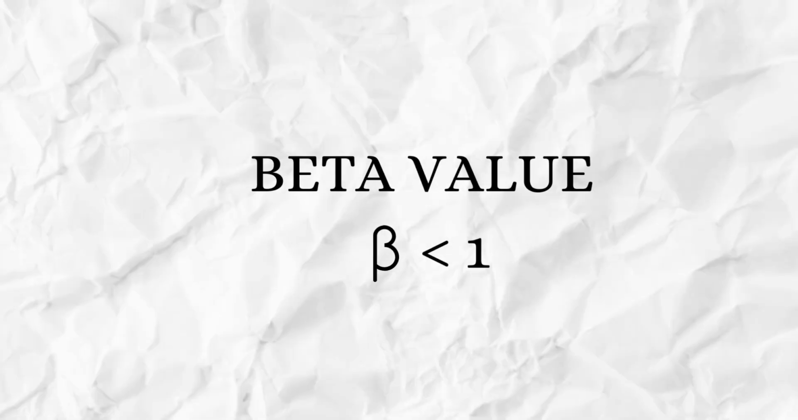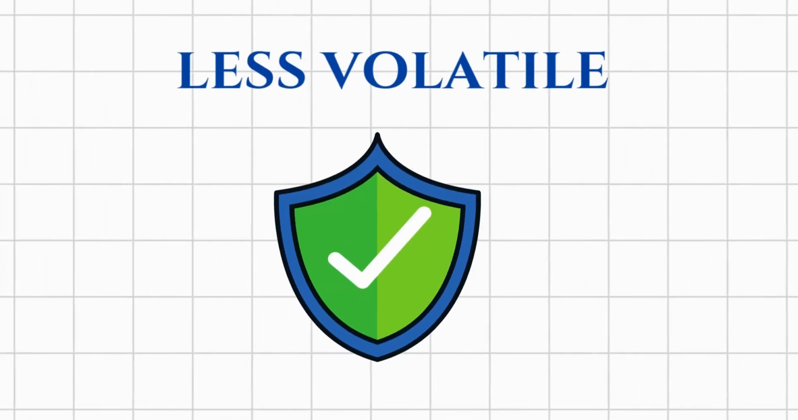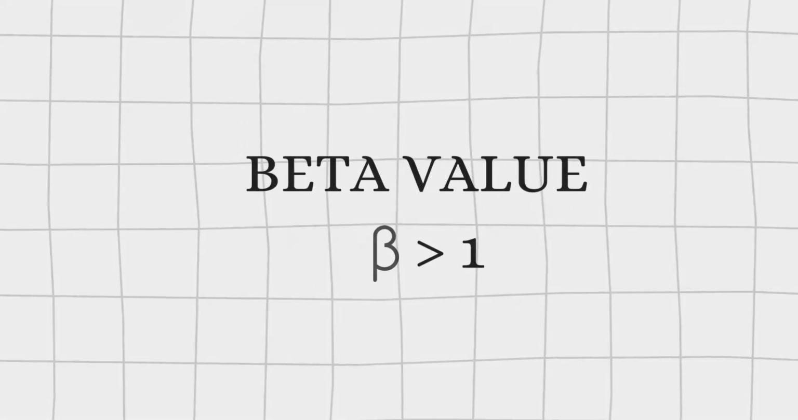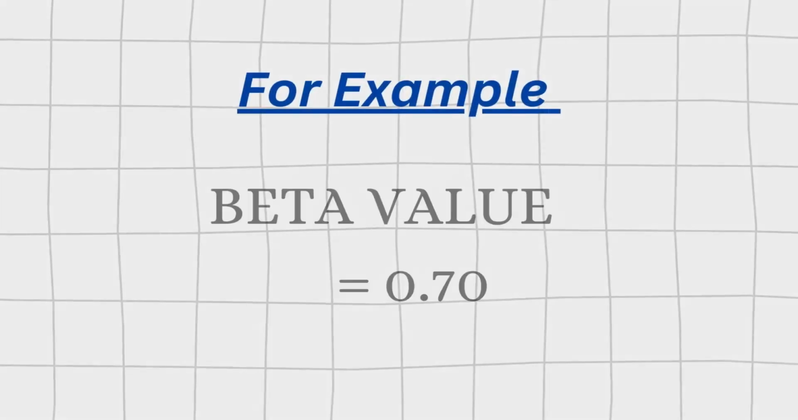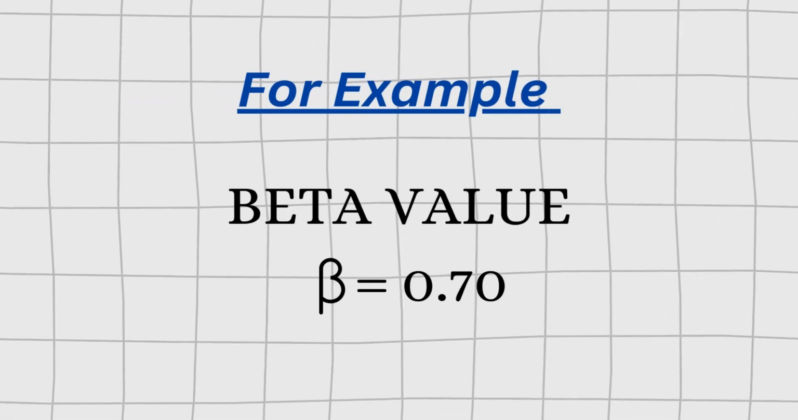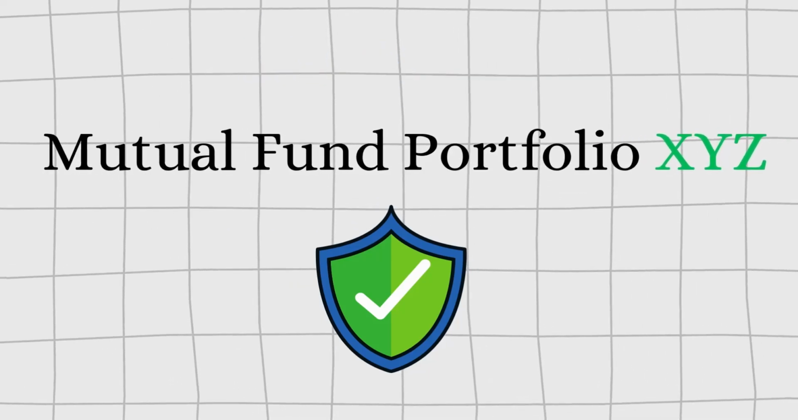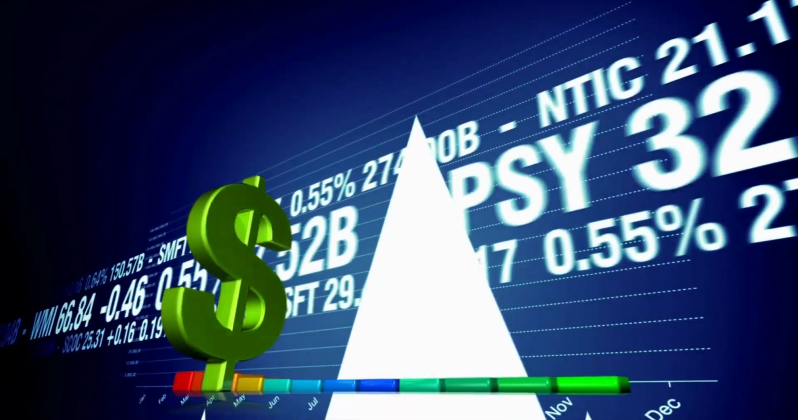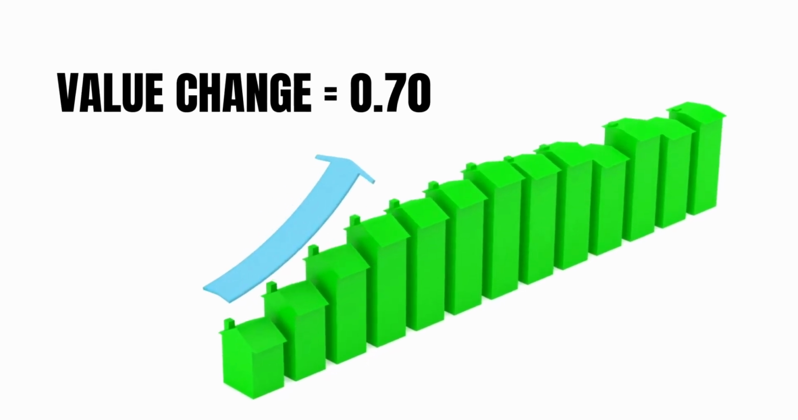If your mutual fund has a beta of less than 1, it indicates that your fund is less volatile than the market. On the flip side, a beta greater than 1 suggests more volatility. For example, let's say your mutual fund portfolio XYZ has a beta of 0.70. This means XYZ is less volatile, and for every 1 point rise or fall in the market, XYZ's value may only change by 0.70 points.